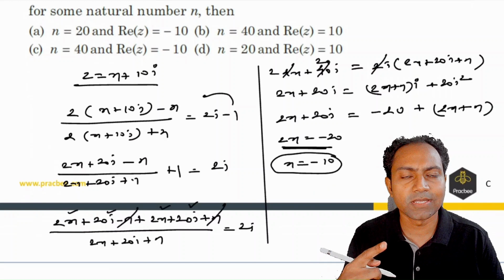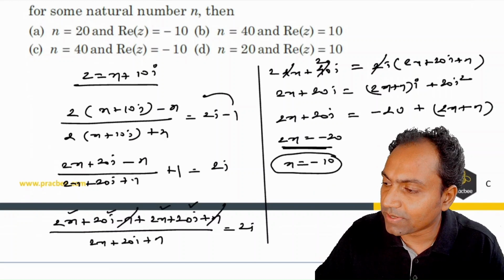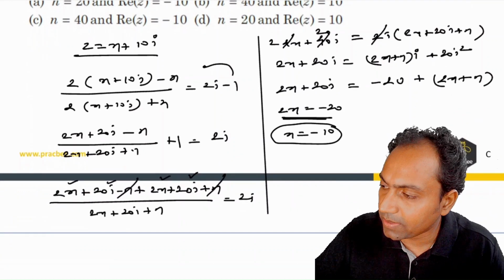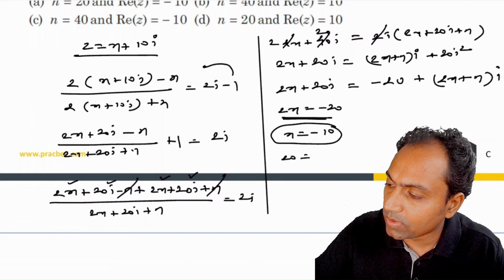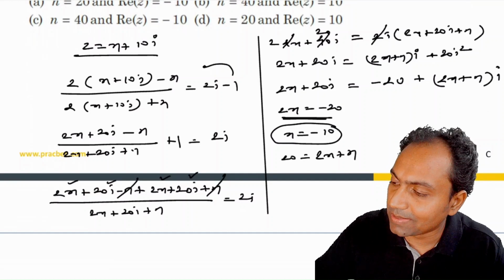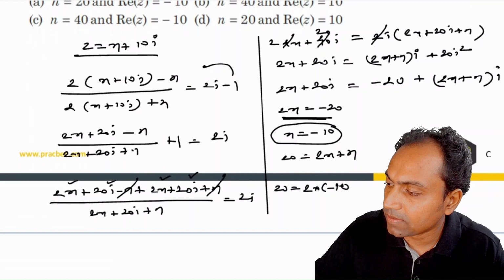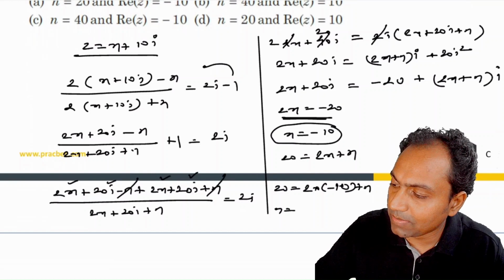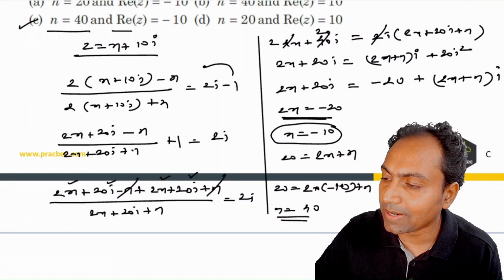So now you can see that either A or C can be the correct option. In order to find which one is further correct, we can compare the imaginary part, and if I do so, we will get 20 is equal to twice of (x plus n). So 20 is equal to 2 into (x, that was minus 10, plus n). So n becomes 40. So you can see from here our option C becomes correct. N is equal to 40 and x is equal to minus 10.